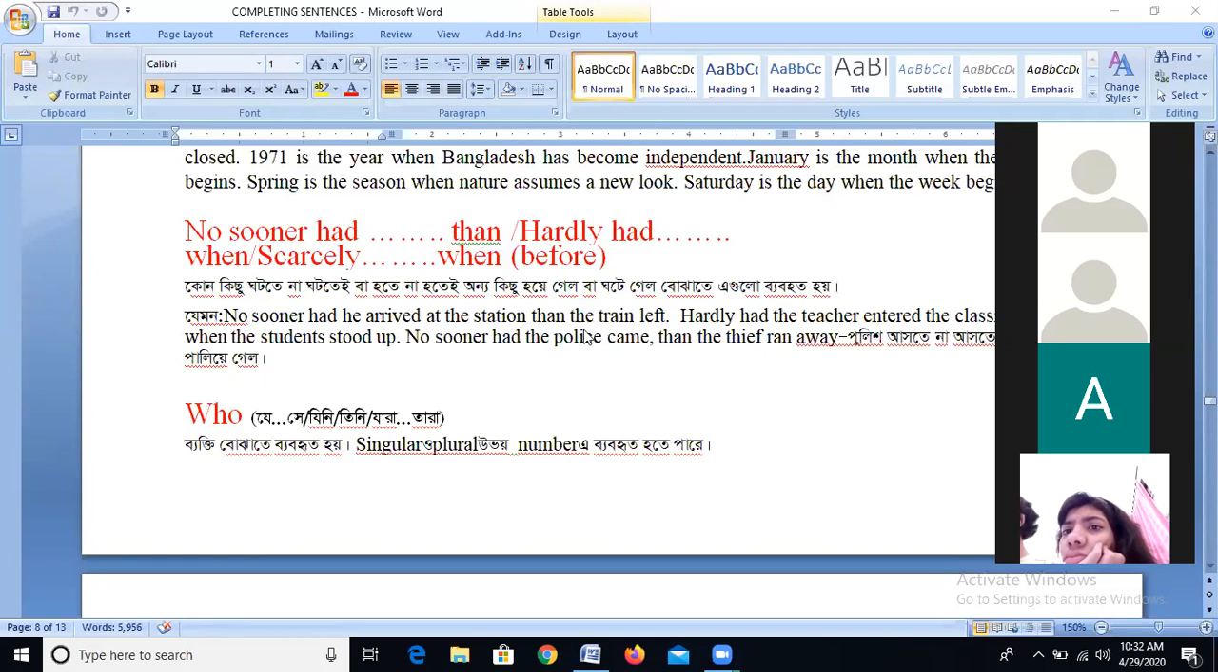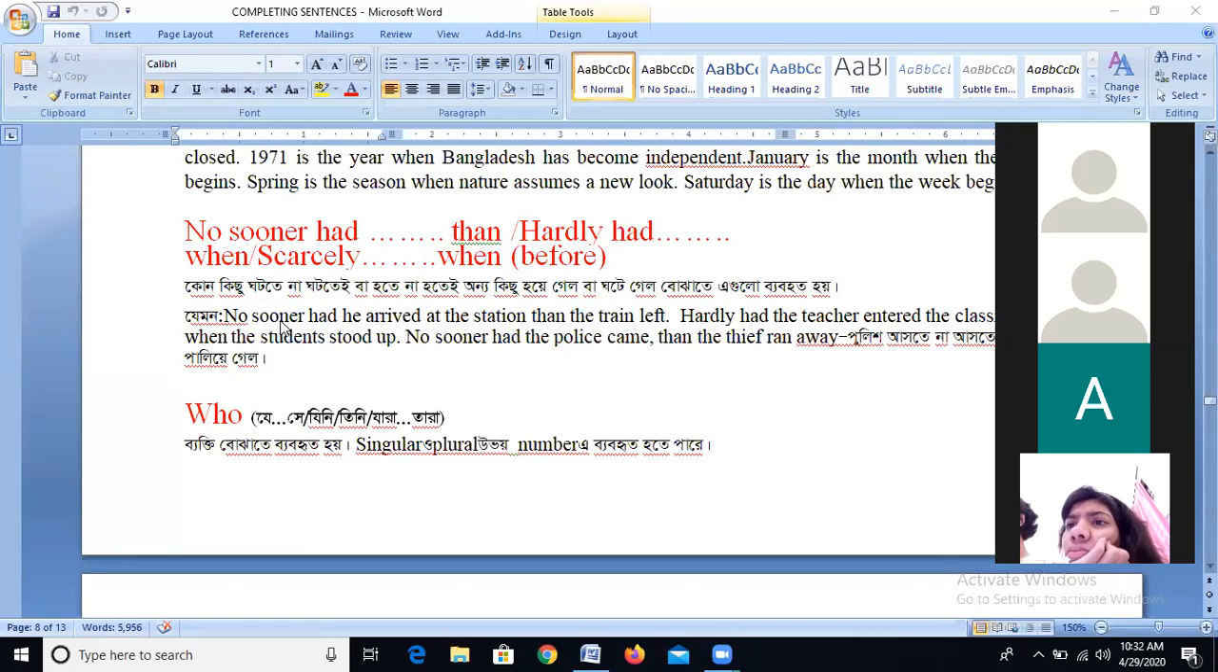And come to the next part, the train left. This is another action. So two actions take place here, and I want to show the comparison between these two actions. Now, how can I do it? I can do it by using than. And why should I use than here? As I have used the comparative form of soon here. The comparative form of soon is sooner.